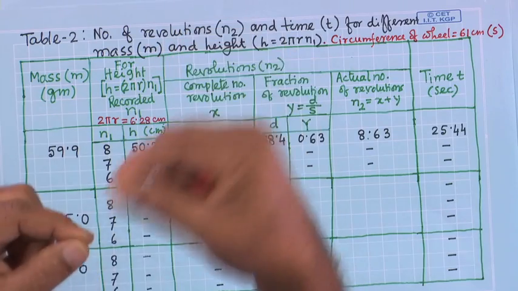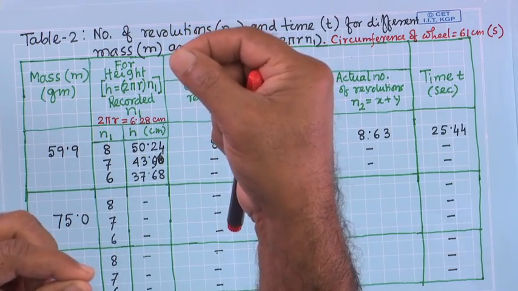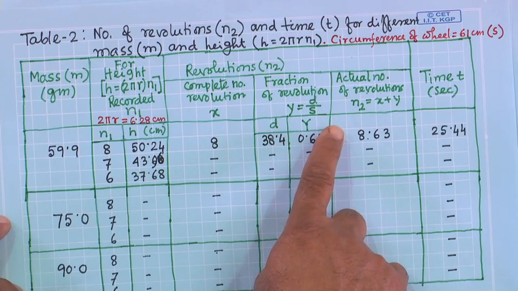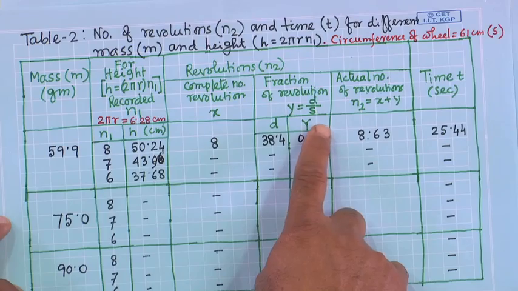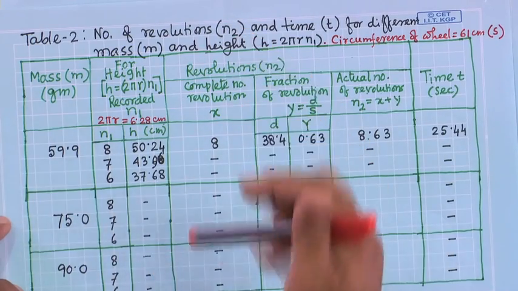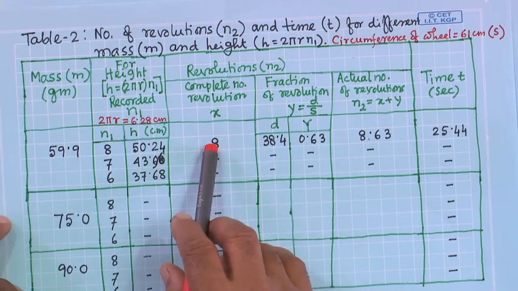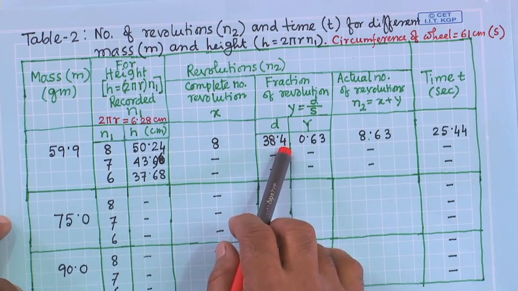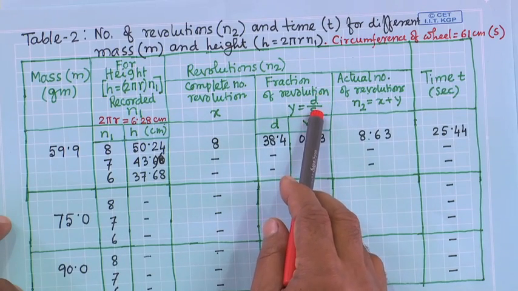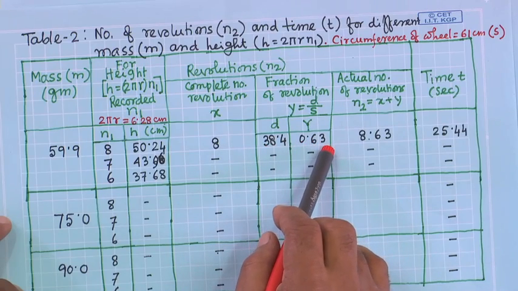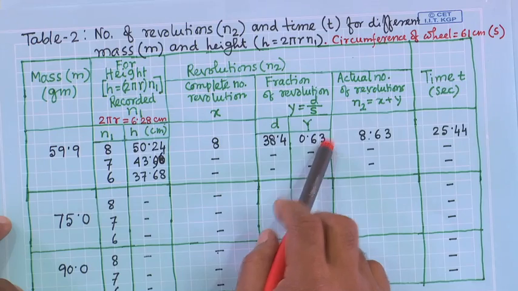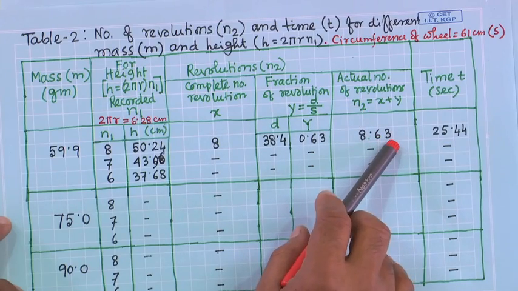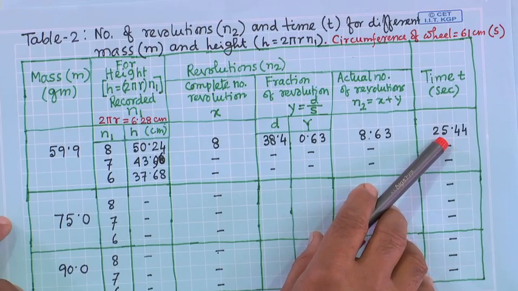We take this length as d. So d by s, that is y, is the fraction of revolution. The 8 is the complete number of revolutions, and d is the part that is not complete. Corresponding y will be 0.63, which you can calculate, and then 8 plus this gives the actual number of rotations, 8.63. From the stopwatch we have noted down the time.